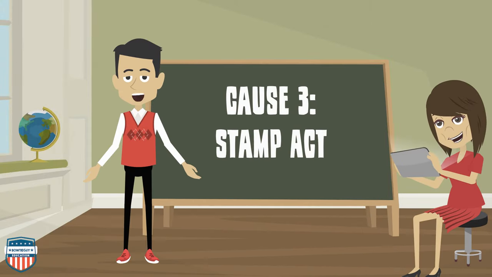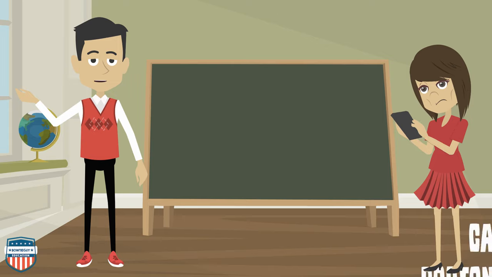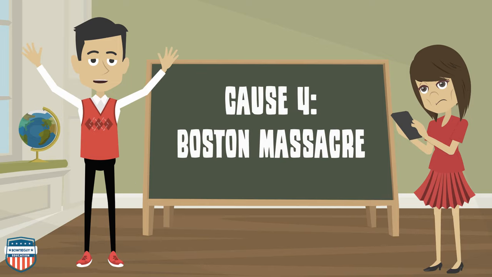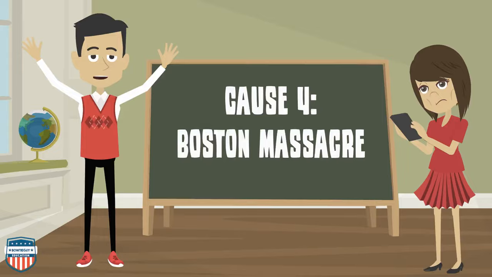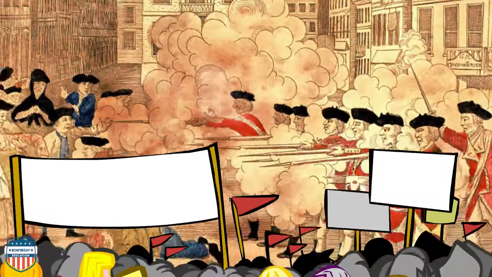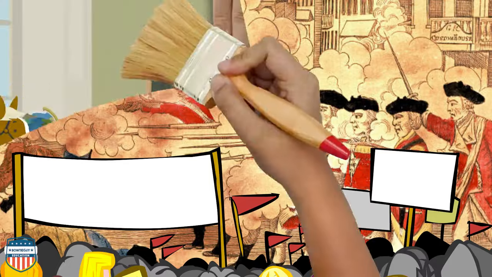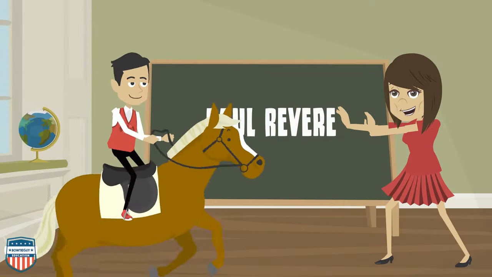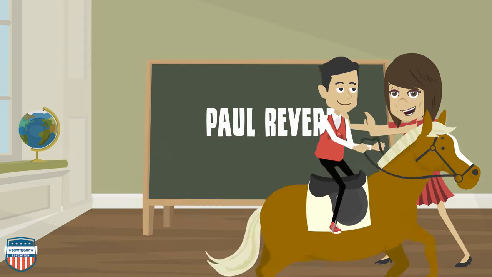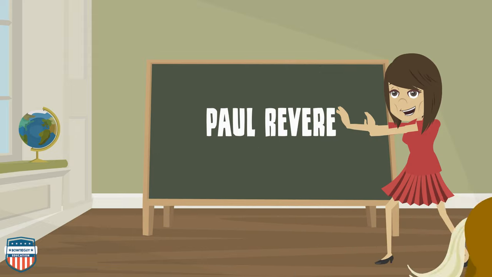The Stamp Act was an unpopular tax that the colonists had to pay for government stamps required on paper goods. The Boston Massacre was a public skirmish between British soldiers and protesting colonists. After insults and snowballs were thrown, 5 colonists were shot and killed. Paul Revere incited anger against the British with an engraving that incorrectly displayed British aggression against the colonists.